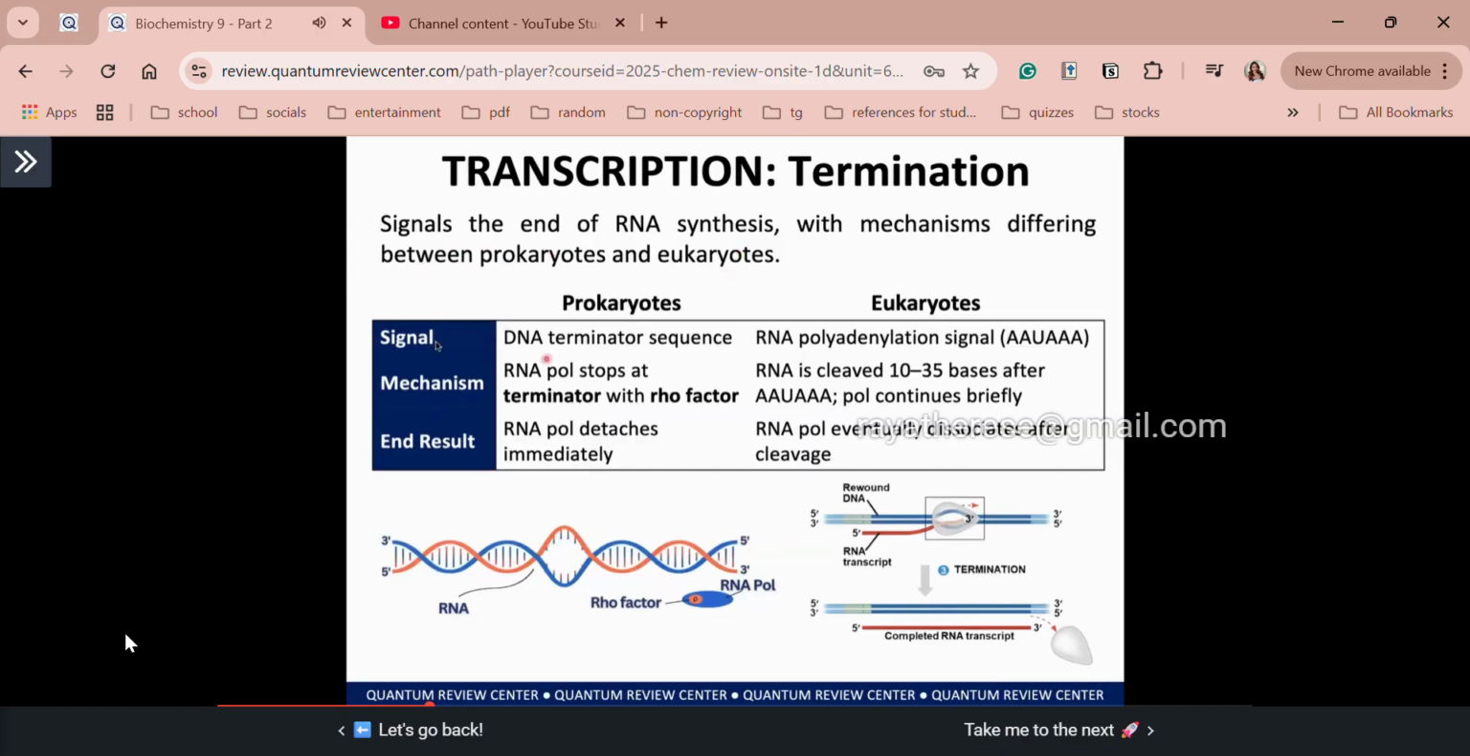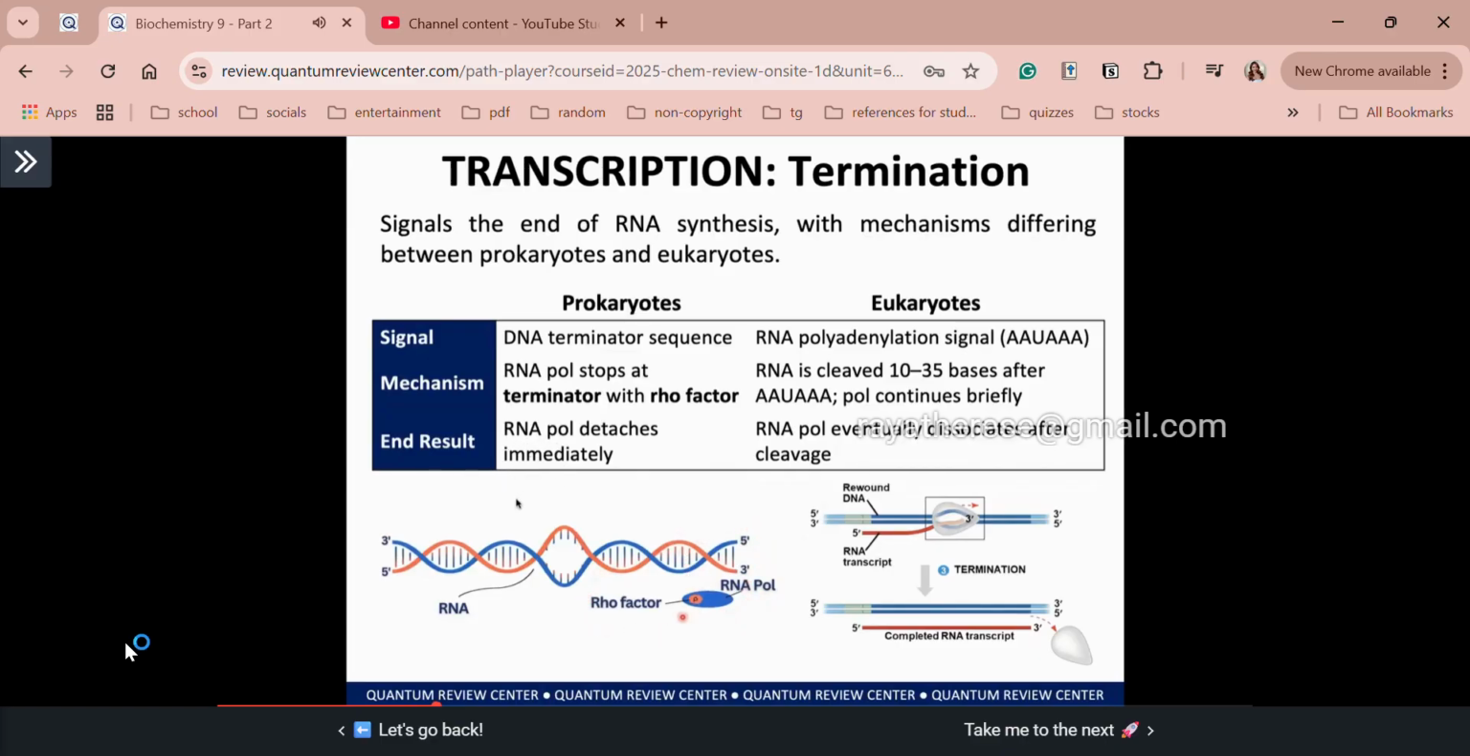For the signal, the main signal that your prokaryotes use is your DNA terminator sequence. Class, here in your terminator sequence, your rho factor will bind and hence, your RNA pol will be inhibited and thus it will detach from your DNA template strand immediately. Okay? O sir, pa-summarize, again, ang ating termination site is your specific terminator sequence where your RNA pol will bind or stop there with the rho factor.